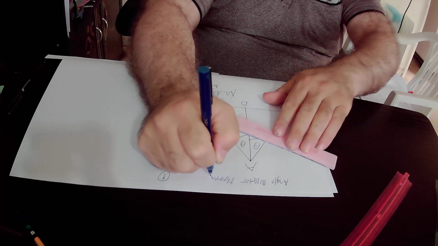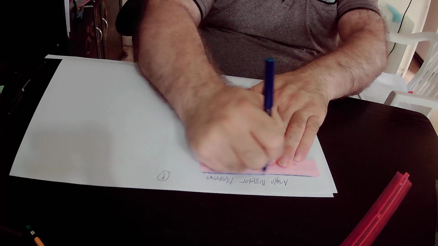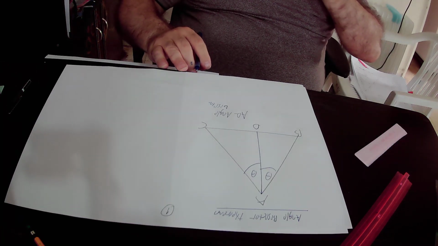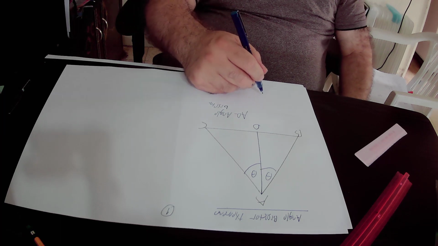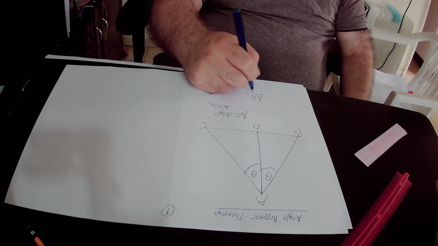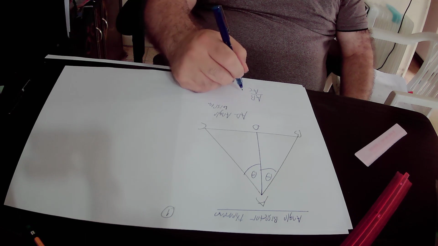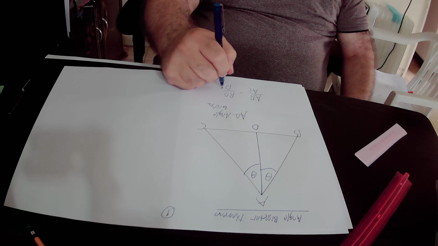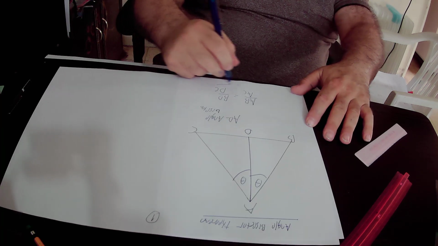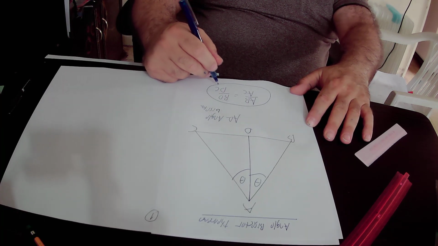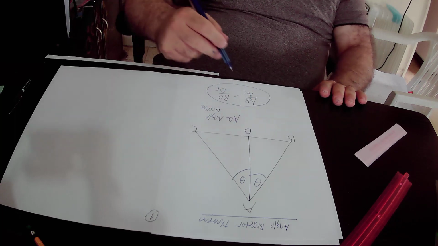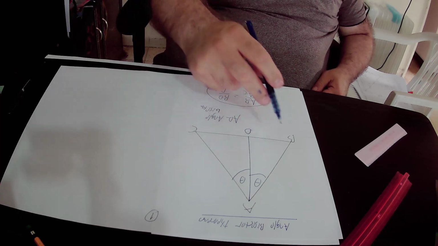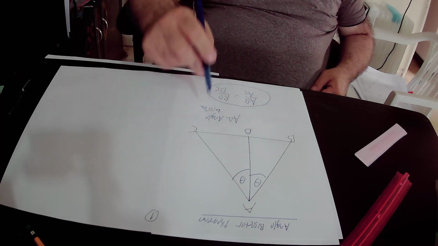And according to the angle bisector theorem, we will get that AB over AC equals BD over DC. I repeat again: in triangle ABC, we have the angle bisector AD, and according to the angle bisector theorem, AB over AC equals BD over DC.